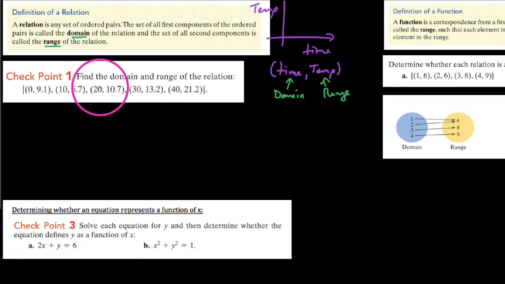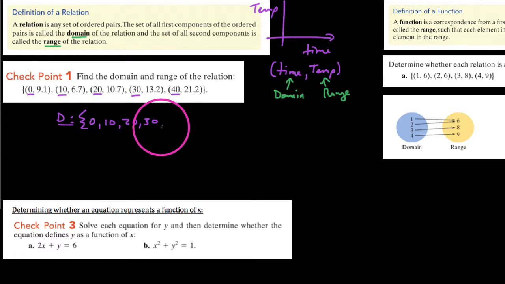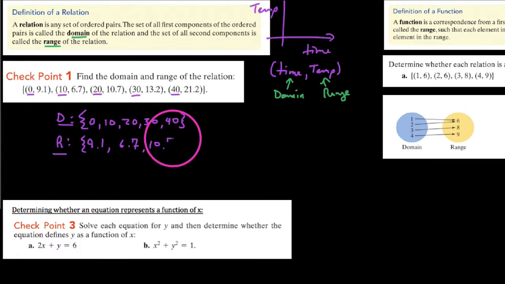For this first example, it says find the domain and range of the relation. I've got a set of ordered pairs, and the set of all of the first components is going to be the domain. Looks like it's going up by tens: 0, 10, 20, 30, and 40. Those are the set of our domain components. Then our range components would just be the set of output components: 9.1, 6.7, 10.7, 13.2 and 21.2.